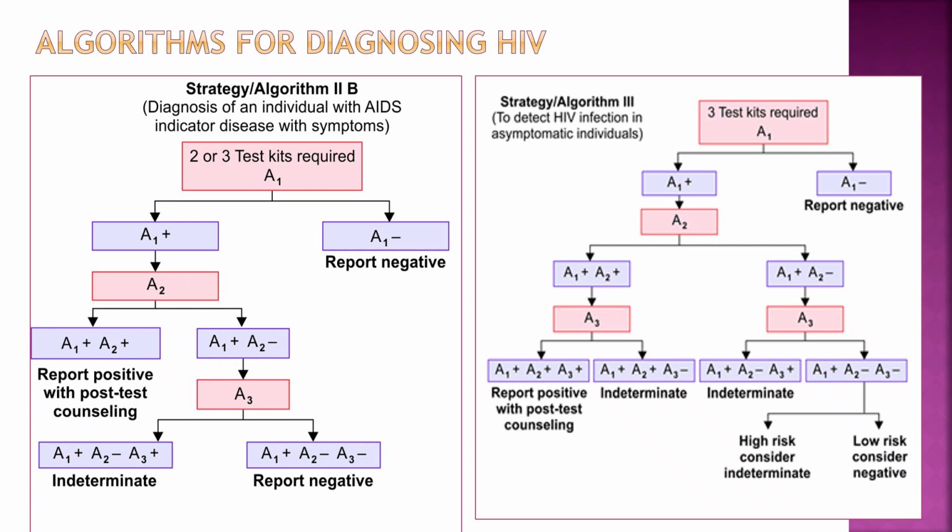Then strategy 3, to detect HIV infection in asymptomatic individuals, three test kits are required. A1 negative, report negative. A1 positive, second kit A2. If A1, A2 positive, A3. Here A1, A2, A3 positive, report positive with post-test counseling. If A1 positive, A2 positive, A3 negative, it is indeterminate. If A1 positive, A2 negative, then third kit. In the third kit, A1 positive, A2 negative, A3 positive, indeterminate. If A1 positive, A2, A3 negative, then high risk consider indeterminate and low risk consider negative.